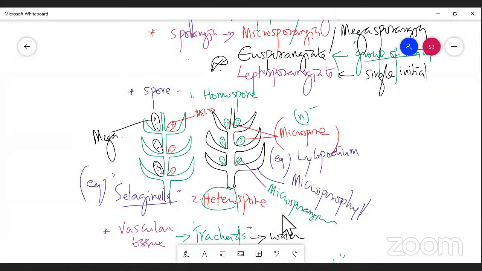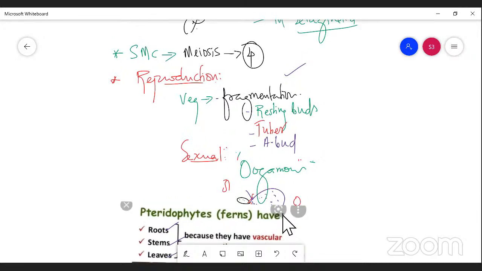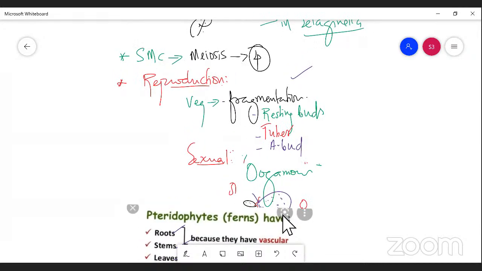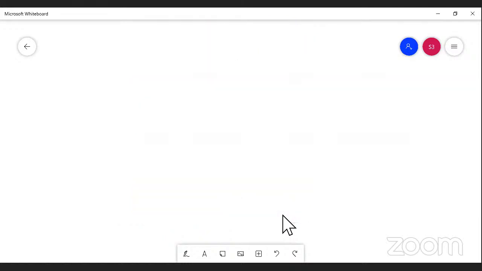The water conducting element is the tracheid, and rarely vessels are present, but vessels are characteristic in the case of Selaginella. And as I said, the antheridium is the male reproductive organ, and the archegonium is the female reproductive organ, right? That we have already discussed, my students.